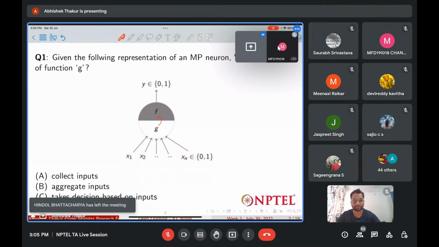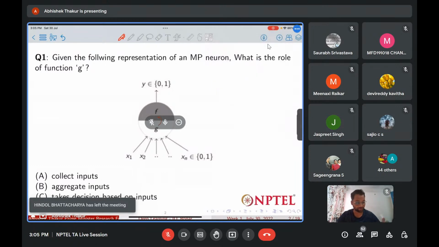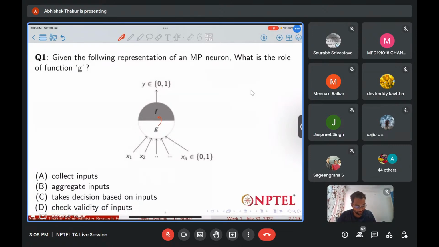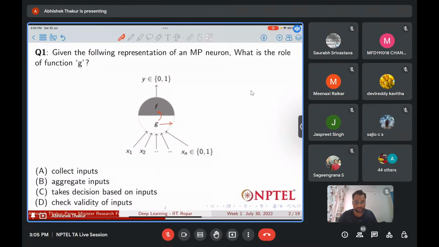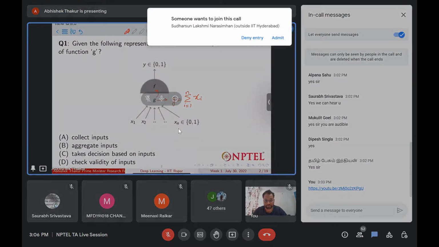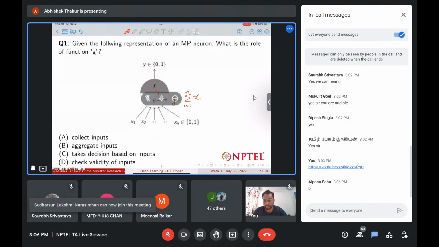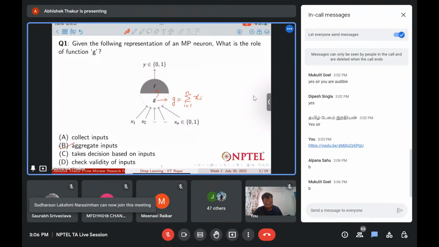Our first question: given the following representation of an MP neuron, what is the role of function g? We know that function g aggregates all the inputs, so g is basically the summation of xi, where i goes from 1 to n. Which is the correct option? You can reply in the chat box. Yes, correct. Option B is correct.